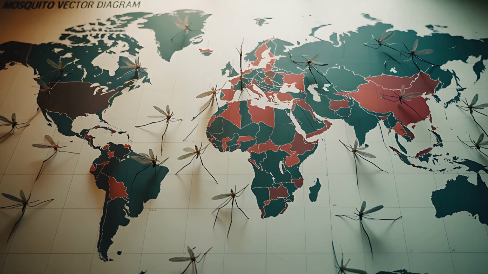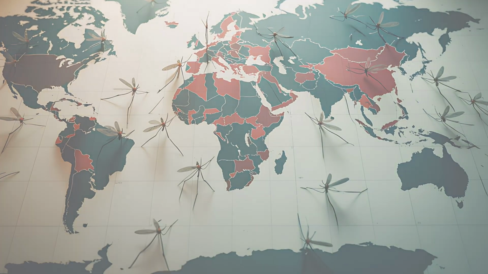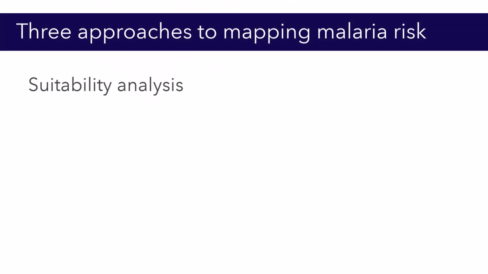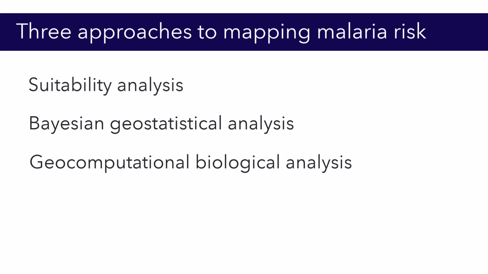Scientists use a variety of approaches when mapping malaria. Here we will highlight three: suitability analysis, Bayesian geostatistical analysis, and geocomputational biological analysis.